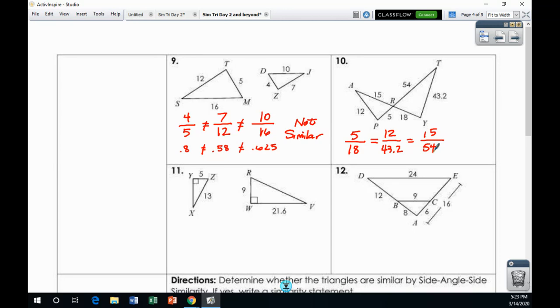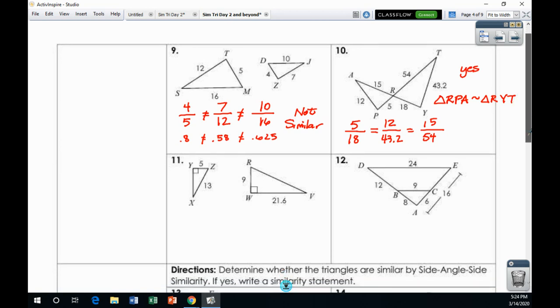Okay? Believe it or not, all 3 of these fractions are the same value. So you say, what value are they? 5 divided by 18 is 0.2777. Test the others out. 12 divided by 43.2 is 0.27777. 15 divided by 54, 0.2777. All right, so these two triangles are similar by side, side, side similarity. So this is a yes. So triangle RPA should be similar to triangle RYT. And there you go.